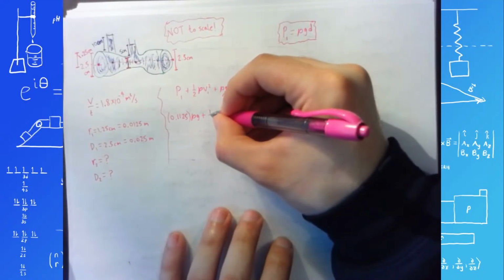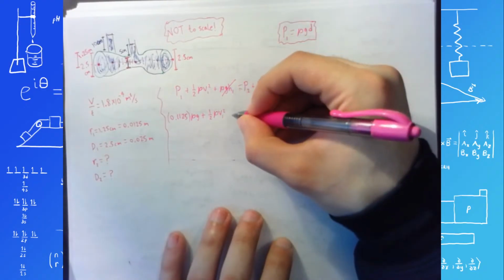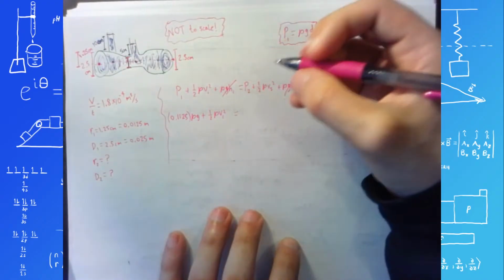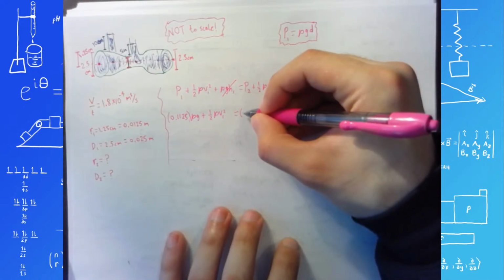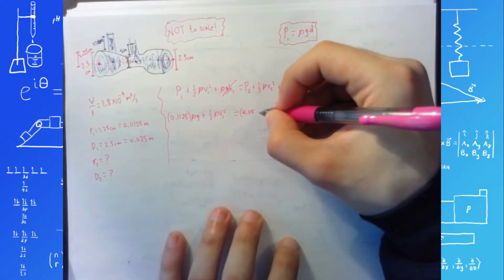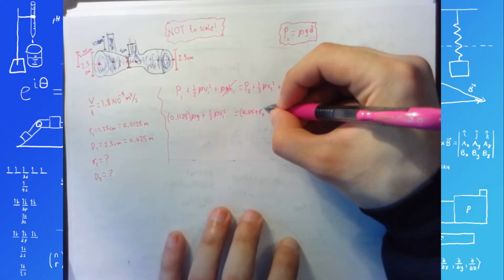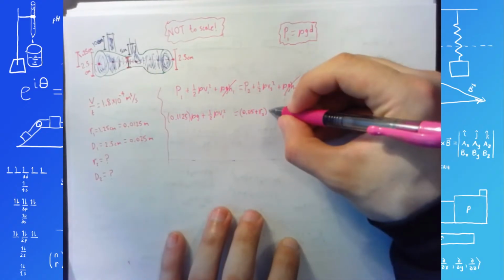Plus 1/2 rho V1 squared equals P2, which is going to be 5 centimeters plus R2. So 5 centimeters, or 0.05 in meters, plus R2. 0.05 plus R2 is going to be the depth times rho times g.